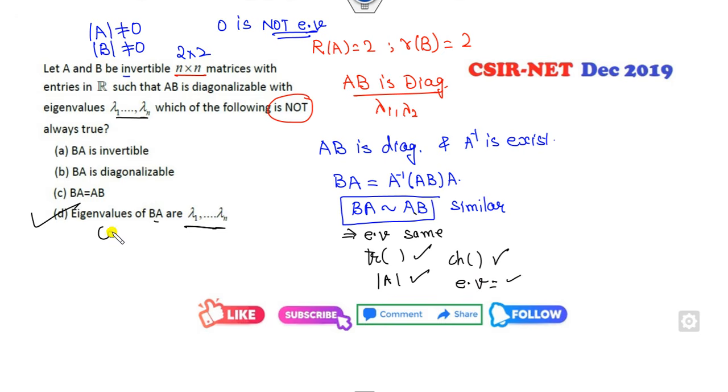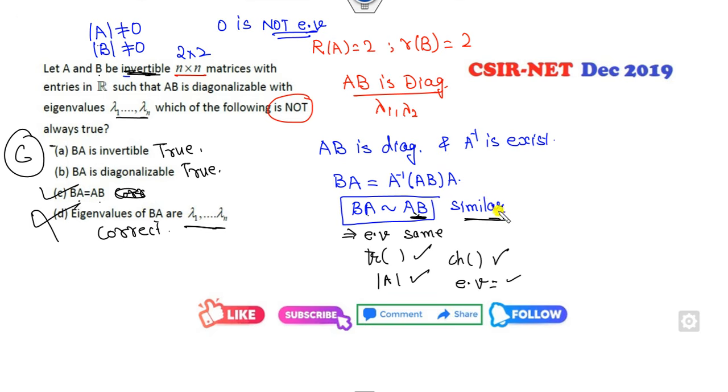Correct option, but we need a false statement. Fine, this is correct. If AB is diagonalizable, then BA is also diagonalizable. If AB is invertible, A and B are invertible, so this is also invertible. So that means BA equal to AB is not always correct. So that means C is the right answer of this problem. You can provide one counter example also, there is no issue, but that's a simple argument.